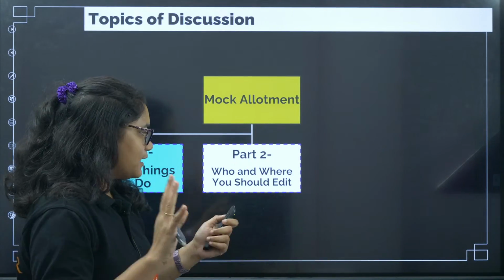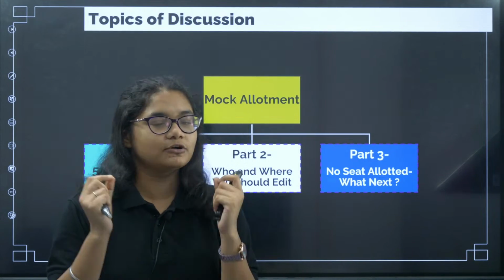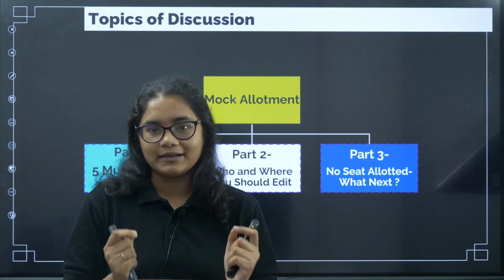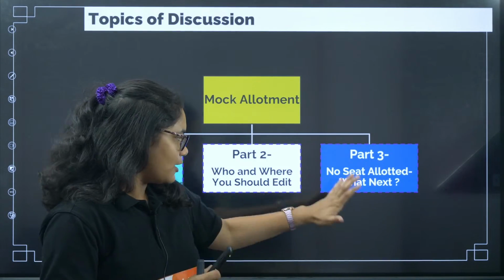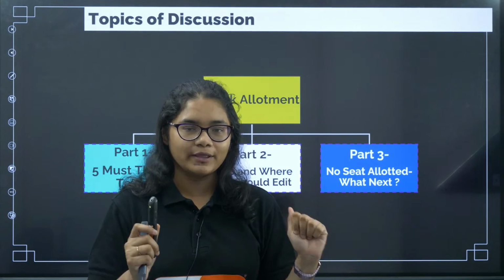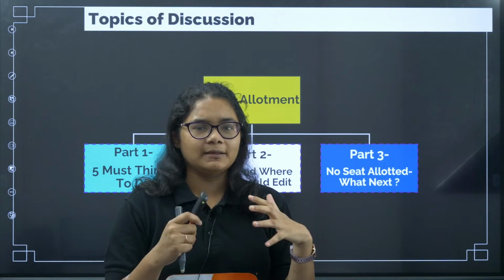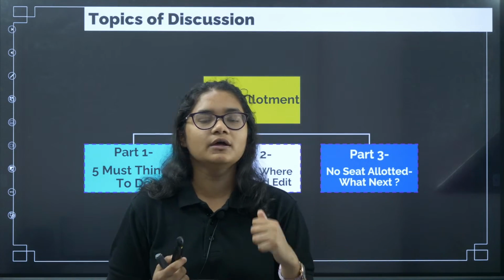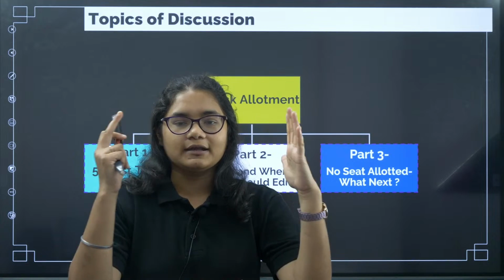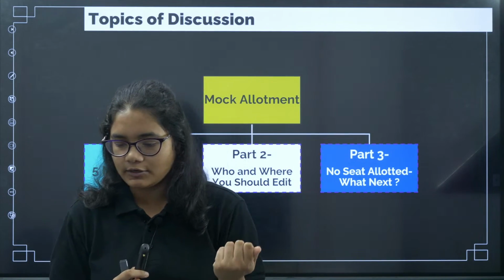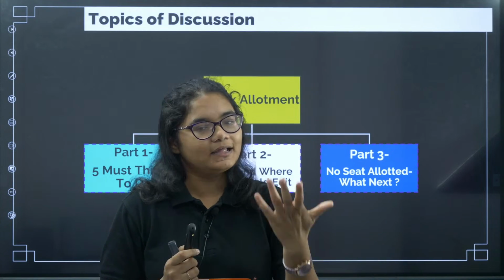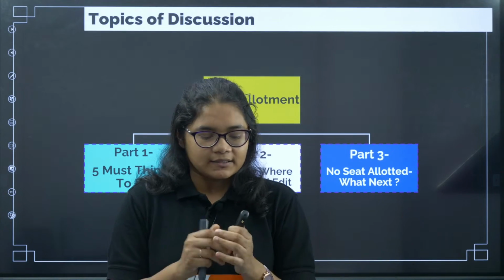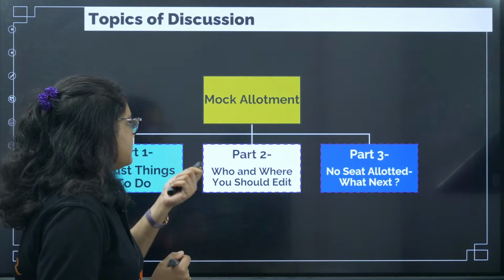And the last part of this session will be for those students who did not get any seat in the first mock allotment. So from now I'm telling you, students, do not worry. Okay, nothing very big has happened. You just need to rectify and correct your option entry. If you are able to do that correctly, then you will be able to get a seat in the next allotment results. Okay, so yes, now let's get started with our session.